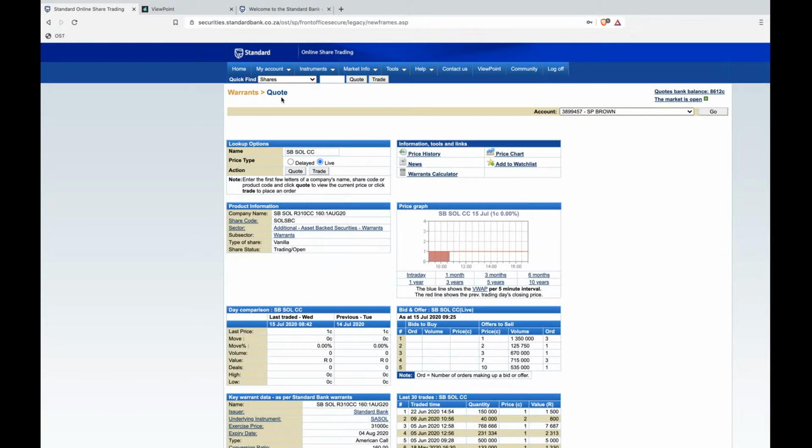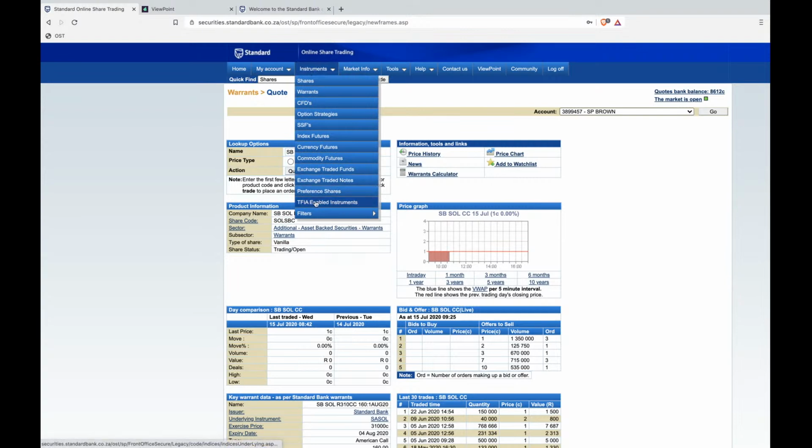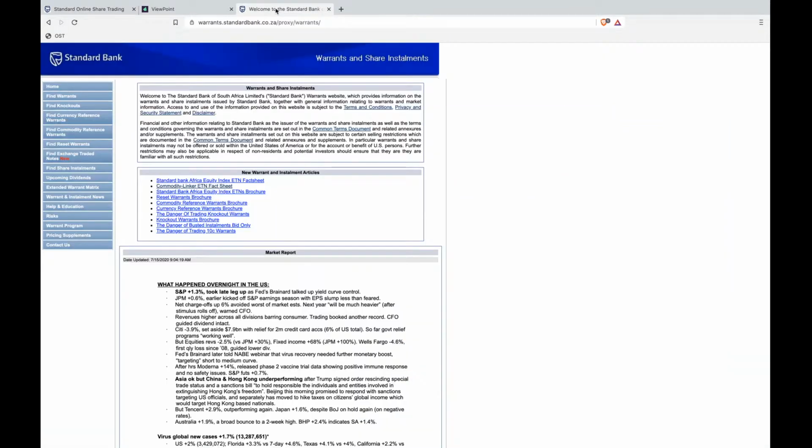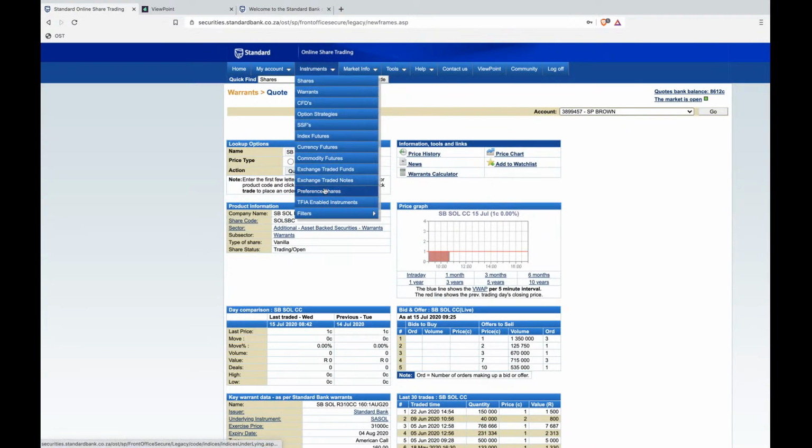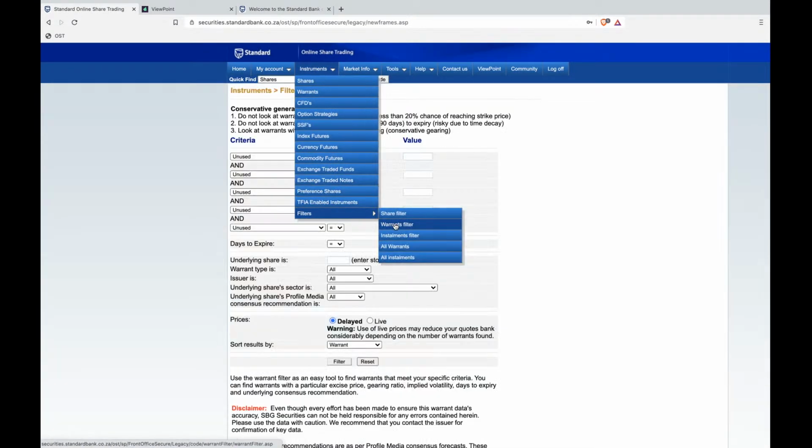But if you really want the details around the warrant, you need to go down to the filter and go to the warrants filter and search it there. Alternatively, if it's a Standard Bank warrant, you can go to warrants.co.za and you will find all the information on those particular warrants there. But as a rule, go to instruments, filters, warrants filter.